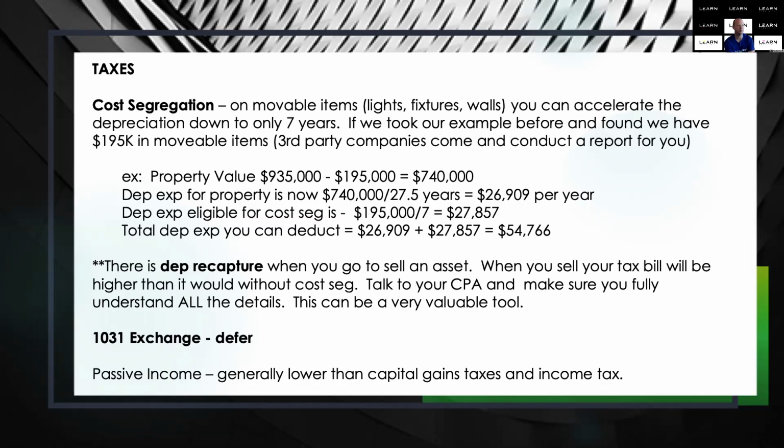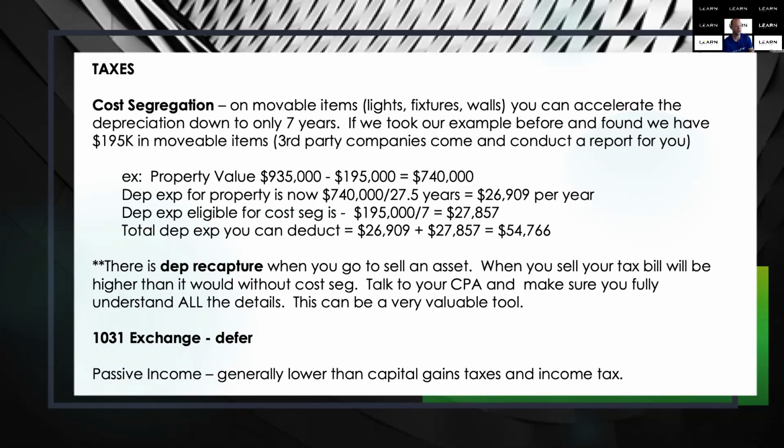Depreciation expense eligible for cost seg is 195 divided by 7 at 27,857. Do you see what I did there? We separated the two out. So we took the majority, the main property, the non-movable items, and still flatline depreciated it at 27.5 years, and you get that 26,909. Then we took the eligible for cost seg, the amount we can slam to 7 years, and that amount ends up being 27,857.